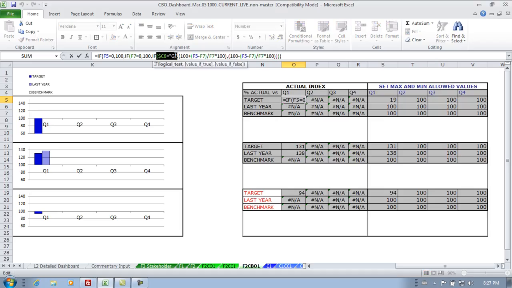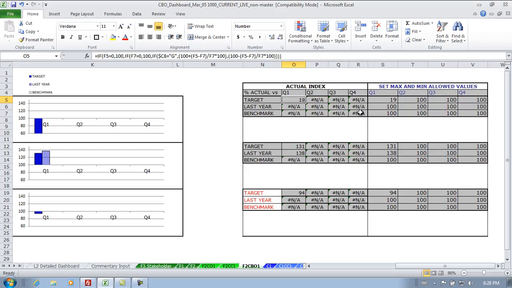If they're good, we use this first equation here, which is basically, in this case, 100 plus actual minus target divided by target multiplied by 100. If high values are bad, it's the same formula, but it's minus instead of plus. And that way, that compensates for whether high values are good or bad.